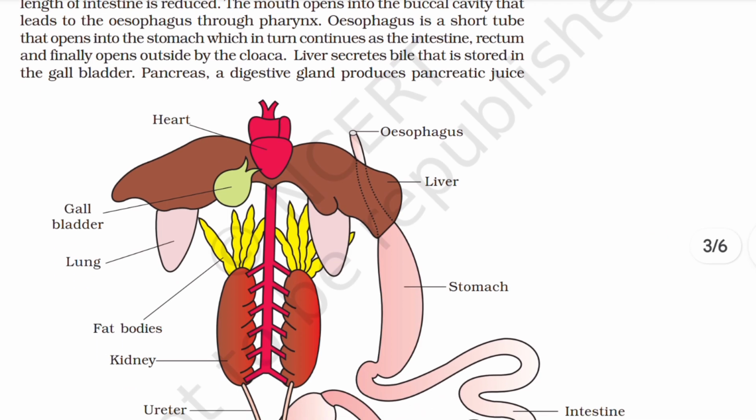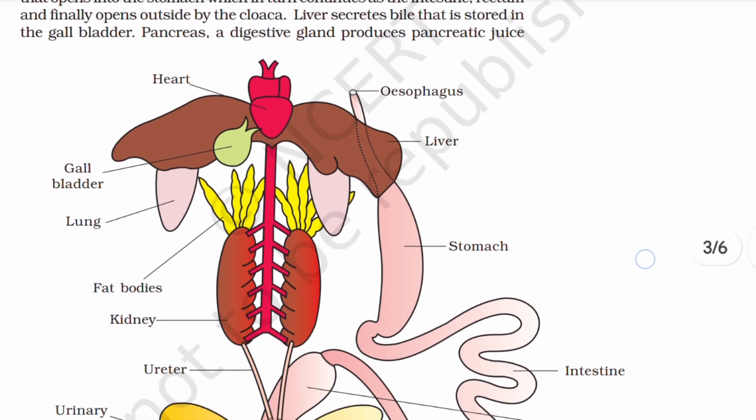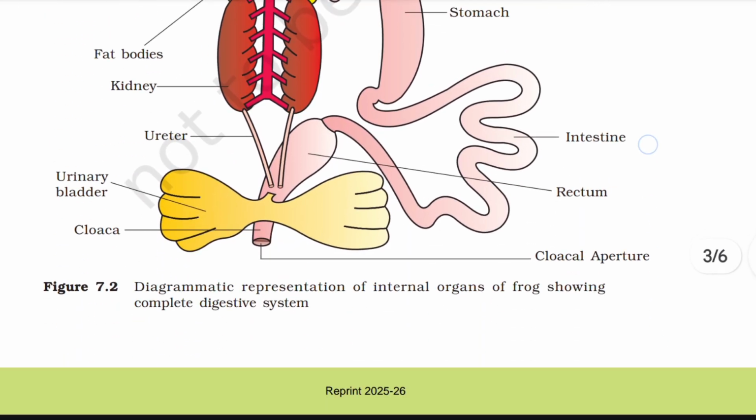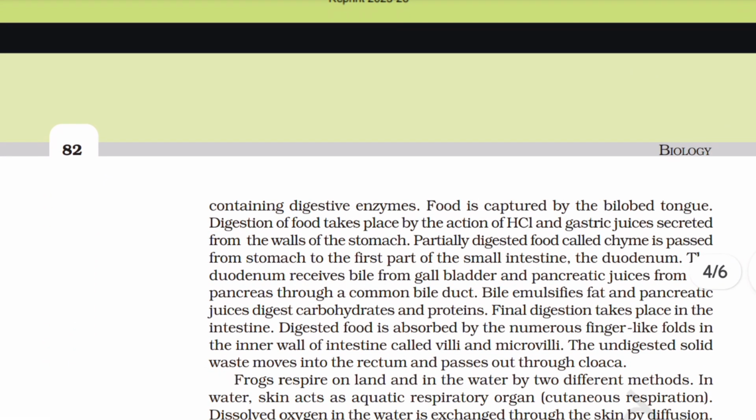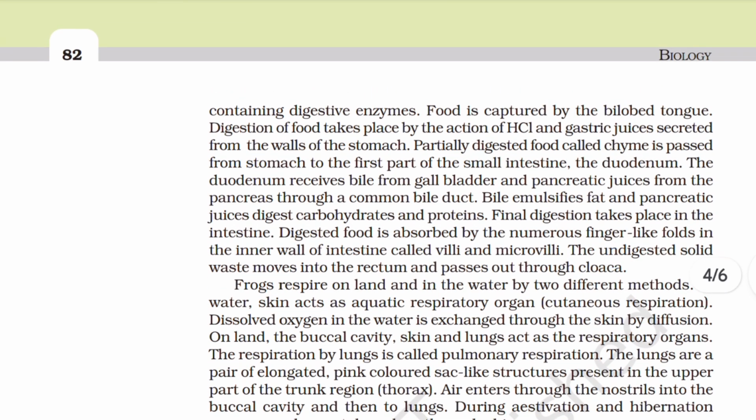Esophagus is a short tube that opens into stomach, which in turn continues as the intestine, rectum, and finally opens outside by the cloaca. Liver secretes bile that is stored in the gallbladder. Pancreas, a digestive gland, produces pancreatic juice containing digestive enzymes. Food is captured by the bilobed tongue. Digestion of food takes place by the action of HCl and gastric juices secreted from the wall of the stomach.